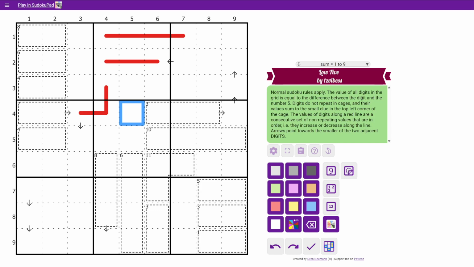Wait, where is cages? Digits do not repeat in cages, and their values sum to the small clue. And they're going to be differing by 5. Everything differs by 5. So this is going to be 4, 5, 6. No, that would be 1, 1, 0. That would only be 2.